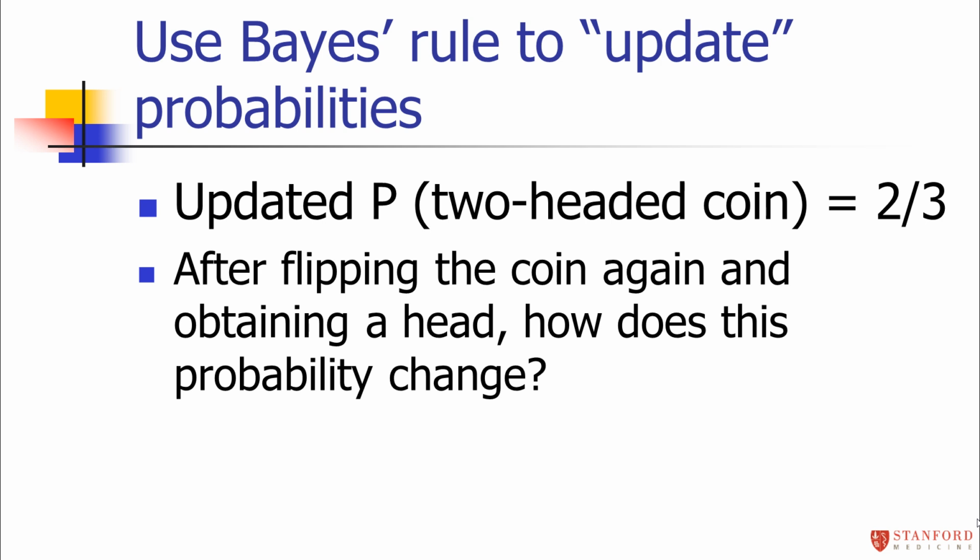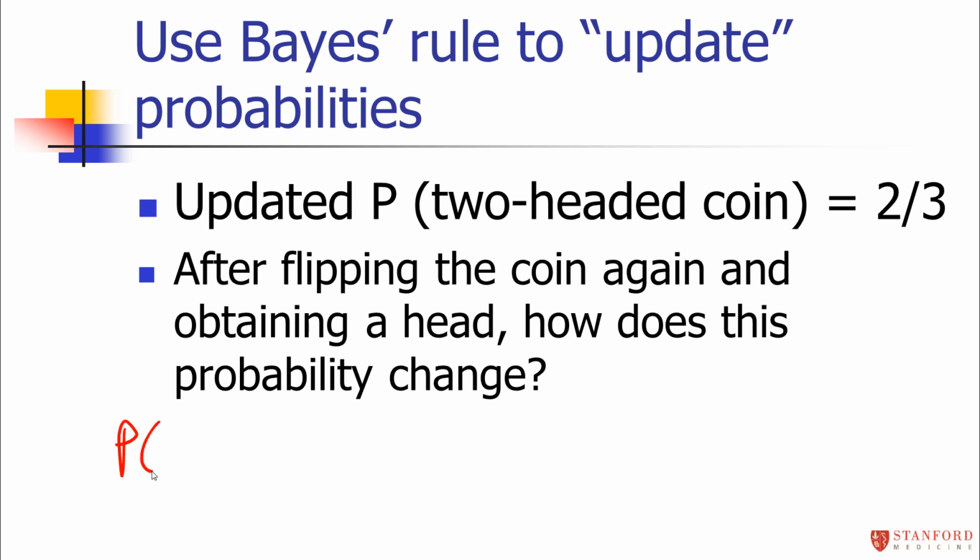All right, starting there, now we have a new prior probability. This is what's called a prior probability. Our new prior probability, before we do any other experiments, of having the two-headed coin is 2/3. Let's say we flip that coin again and it comes up heads again. How do we update our probability? Well, we can again use Bayes' rule.